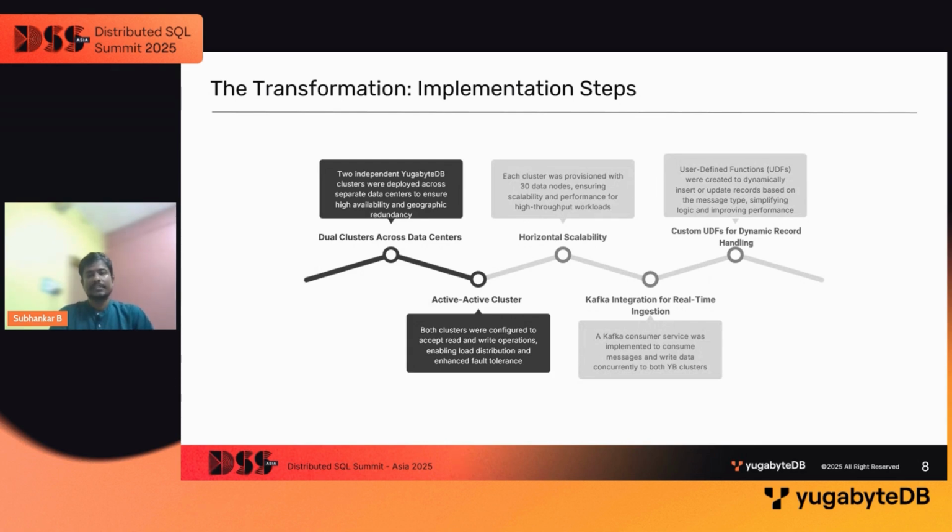Why did we use user-defined functions? Because we have different types of payment channels. We have UPI, IMPS, and others. For each of these payment channels, we have different message types. So we had to create a few user-defined functions for each of those channels. We take the message type as input, and it will insert or update the record in the database.